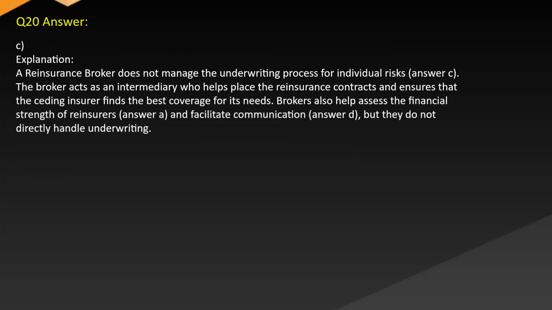Answer: C. Explanation: A reinsurance broker does not manage the underwriting process for individual risks. The broker acts as an intermediary who helps place the reinsurance contracts and ensures that the ceding insurer finds the best coverage for its needs. Brokers also help assess the financial strength of reinsurers, answer A, and facilitate communication, answer D, but they do not directly handle underwriting.